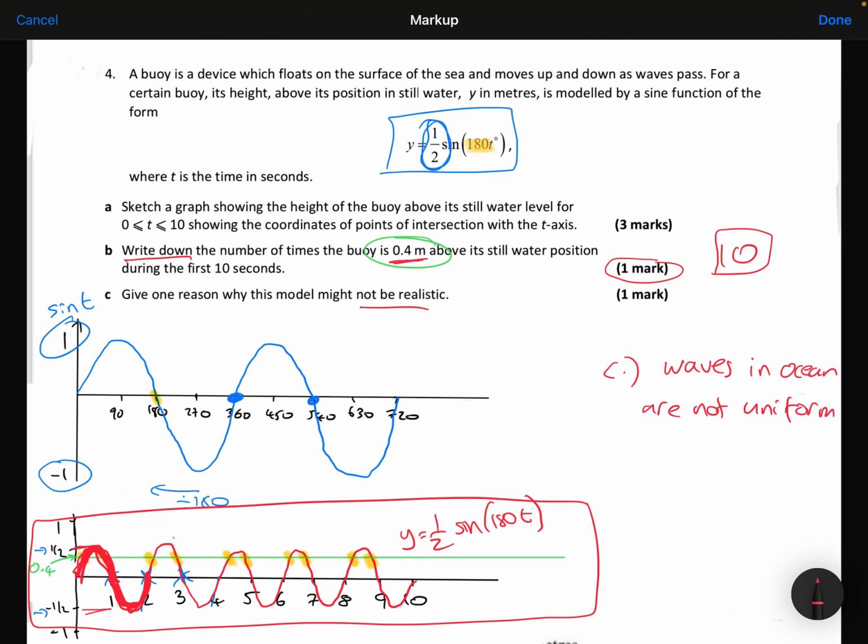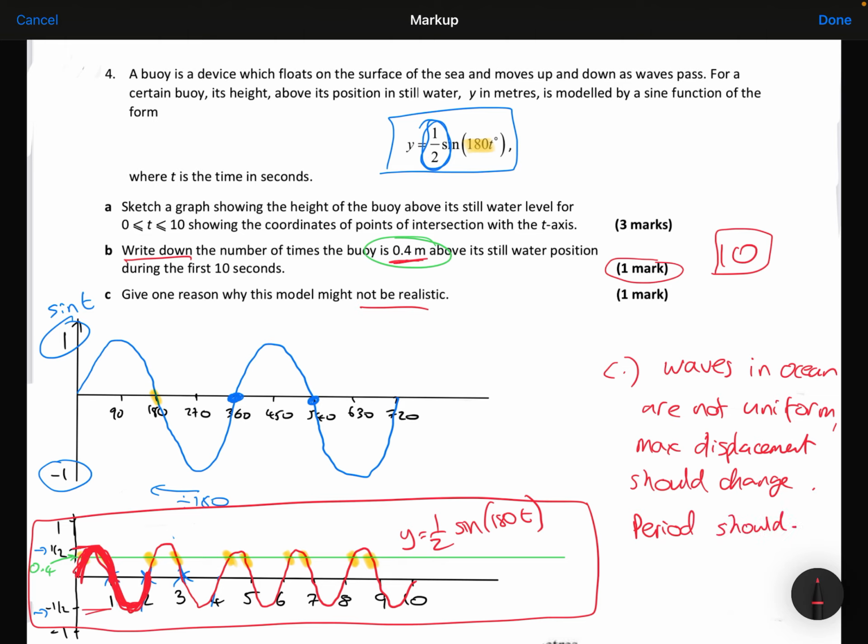And so if the waves are not uniform, the maximum displacement, the maximum height, and the minimum height that it reaches will change. Not always be 0.5. So waves in the ocean are not uniform, so the maximum displacement should change. Or I could say that the period should change as well.